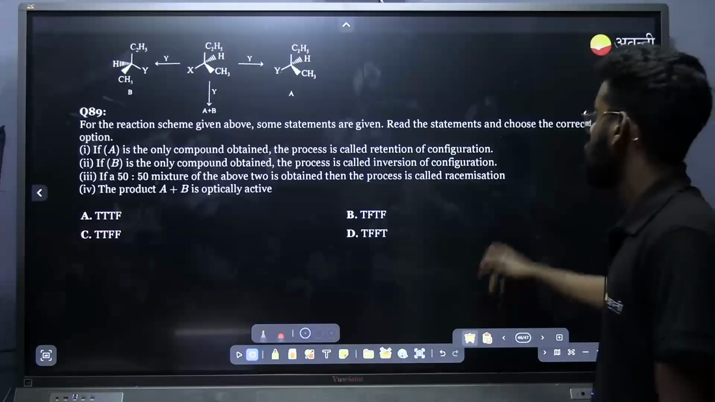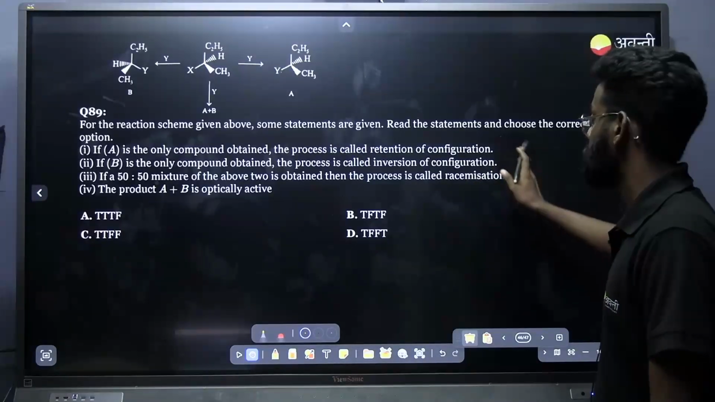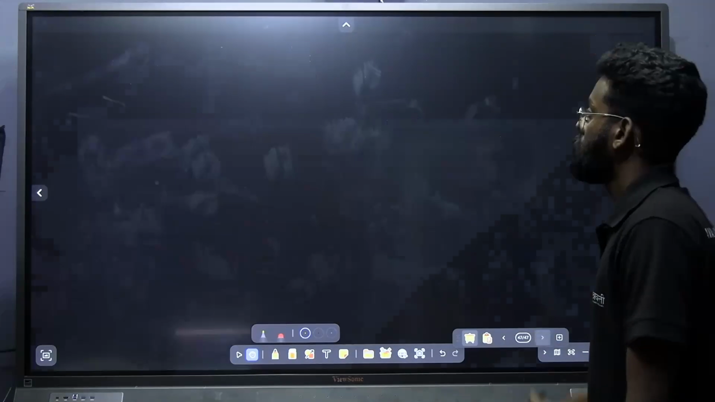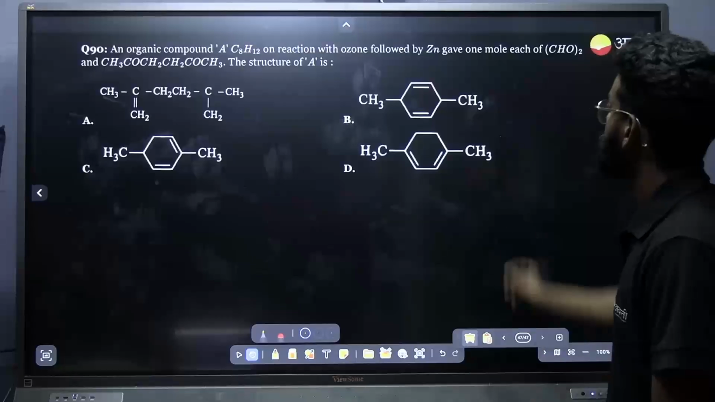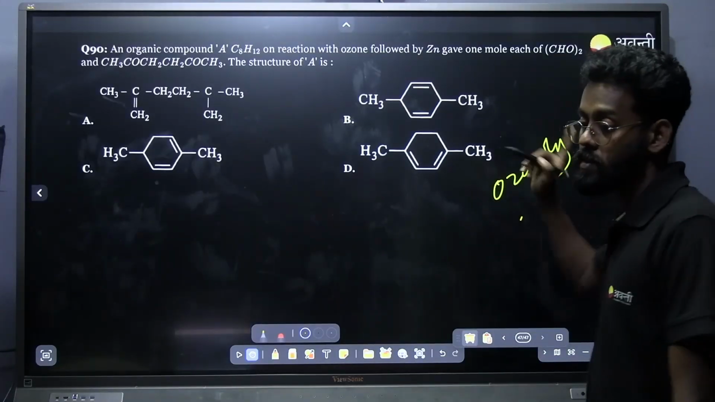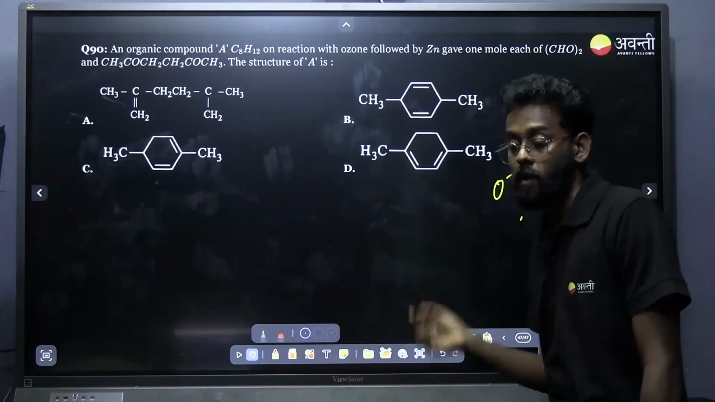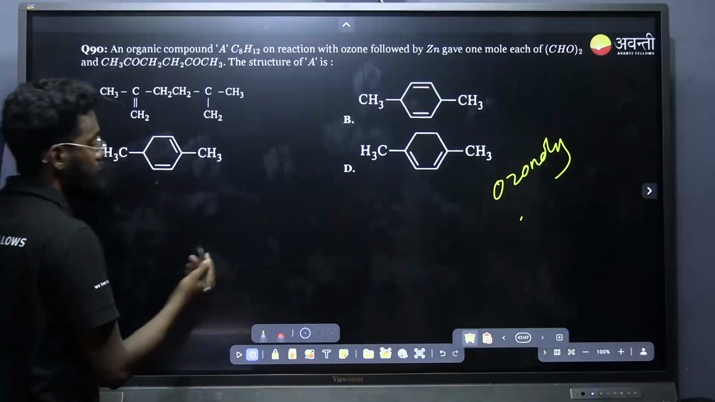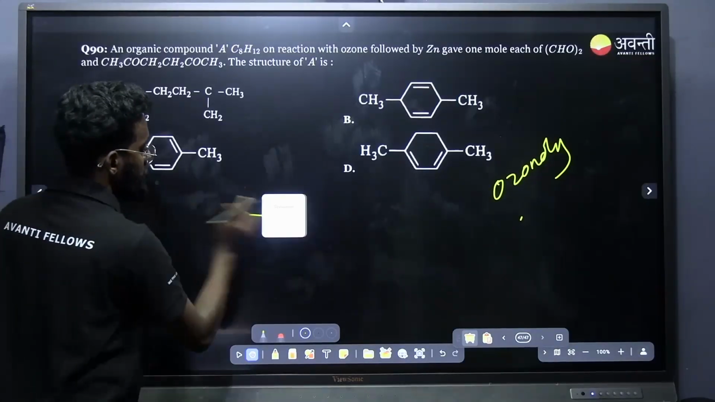Then this one, SN1 and SN2 inversion and retention of configuration, you can refer to the NCERT textbook, it's a direct question only. Yes, the last question is about ozonolysis. Refer to my first mock test discussion. In that I have mentioned how we can find out the product.